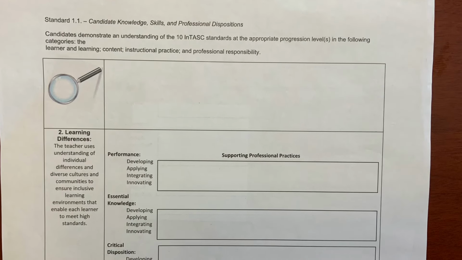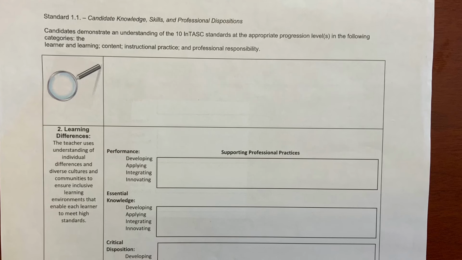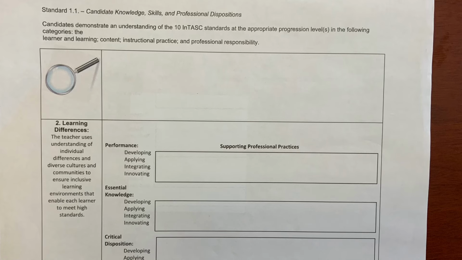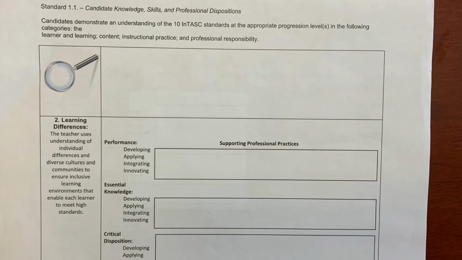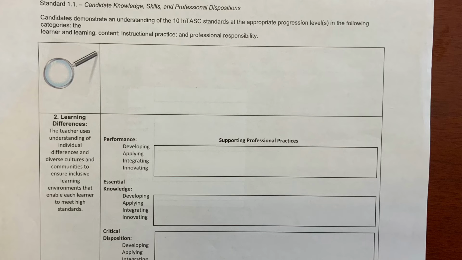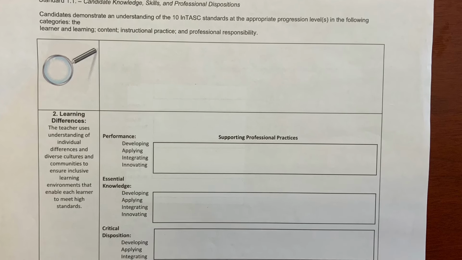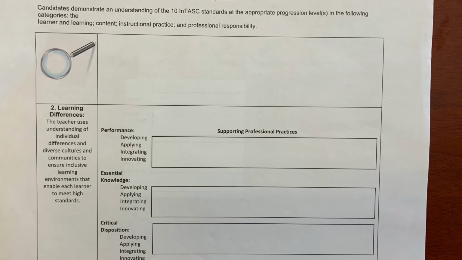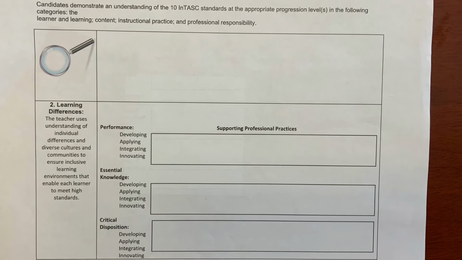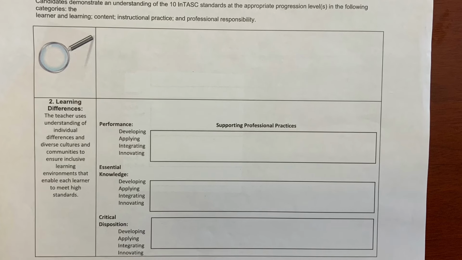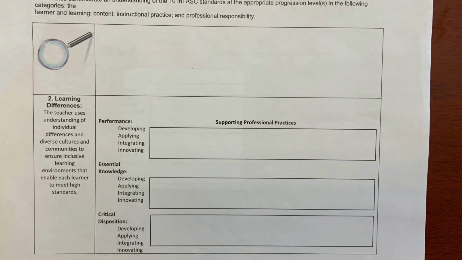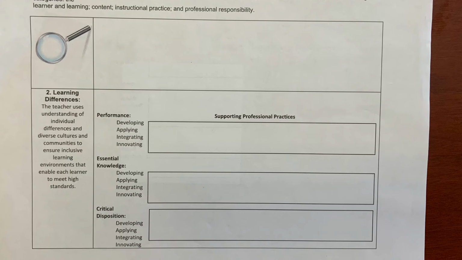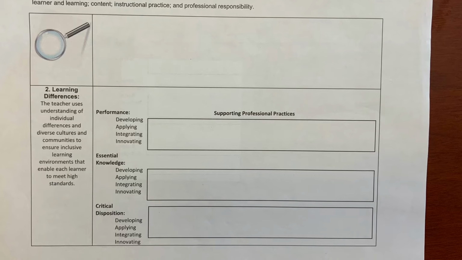Now that you have had a time to review this unique standard, you will choose one performance prompt, one essential knowledge prompt, and finally one critical disposition prompt. And using the given sheet, you will rate yourself either developing, applying, integrating, or innovating. Again, please place your standard choice as well as the performance, essential knowledge, and critical disposition reflective prompt on the catcher sheet you have been provided. You can do this now.